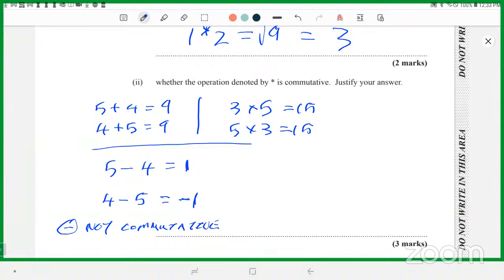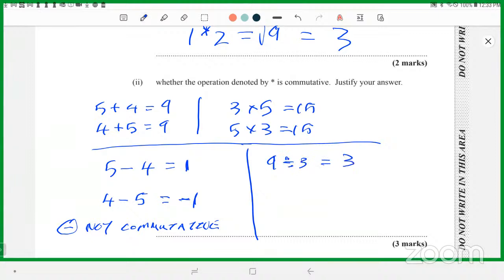In terms of the operations that we know, the ones that are commutative are addition and multiplication. Subtraction is not commutative. Also, division is not commutative. We can give a division example. So, for example, if I divide 9 by 3, let me write it with the division symbol, 9 divided by 3, that is going to be equal to 3.